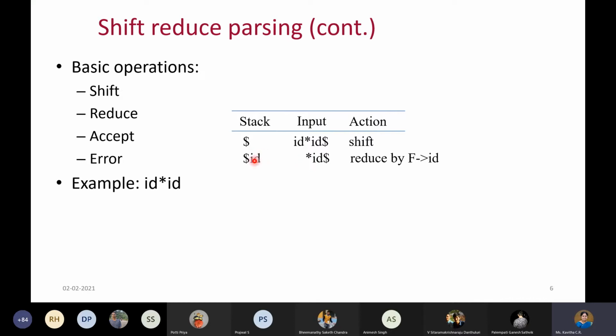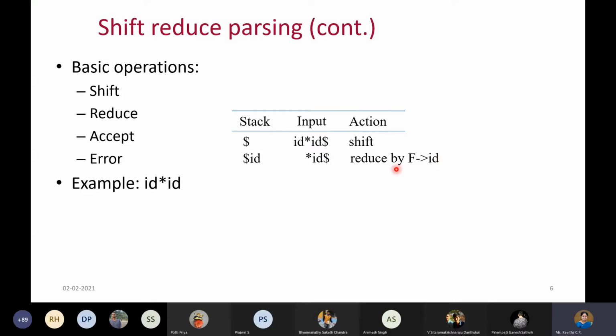At this stage, we have to find the handle which can be used for substitution. That is, we have to replace our substring by some LHS symbol. So you leave out the dollar and see whether the remaining symbols match a complete RHS or not. Right now we have only ID. ID matches one of the RHS in our grammar rules. Therefore, we are going to replace it with F.